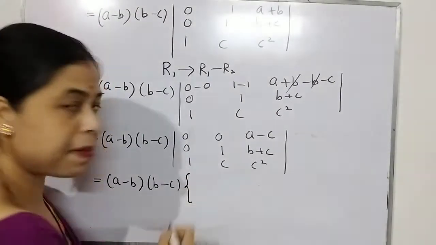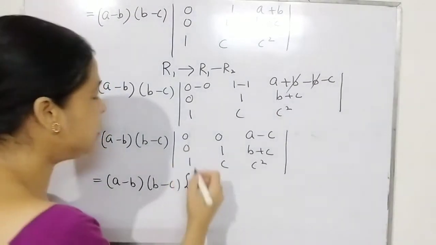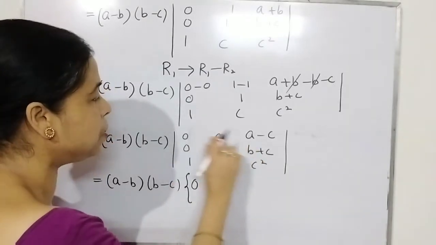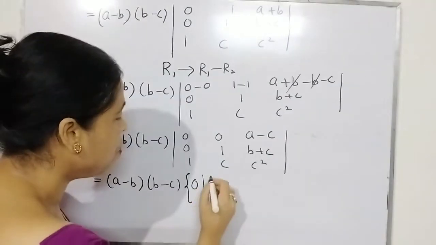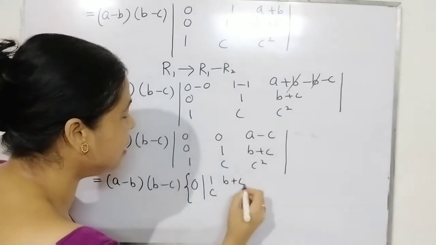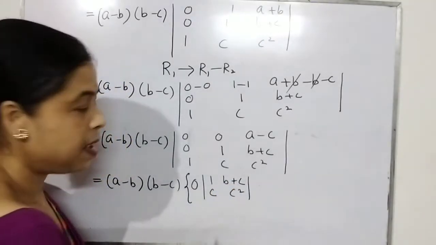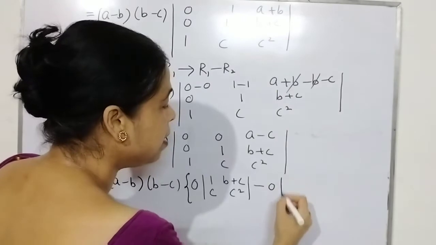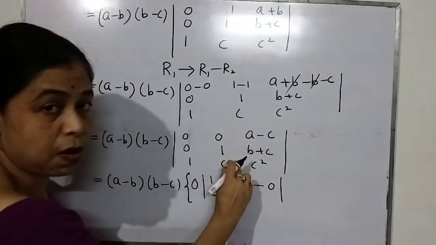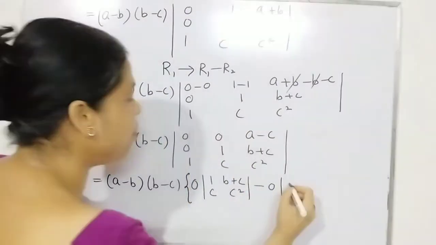So, hope you remember how to expand it. First, I am writing 0, then you have to delete this row and the column. What is left? 1, C, B plus C, C square. This is the way. Then again, I have to give minus, then delete the first row and the second column. First row, second column deleting, what is left?